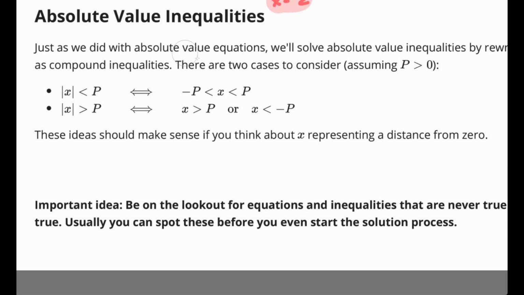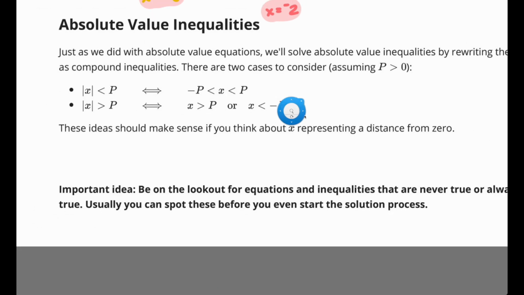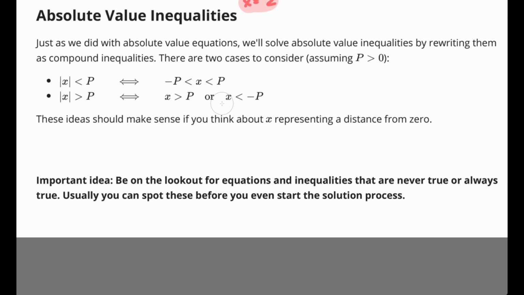So it says, just as we did with absolute value equations, we'll solve absolute value inequalities by rewriting them as compound inequalities. Okay. When it's less than, the solution step that you're going to be doing is going to look like this. If it's greater than, it's going to look like this. So you're going to want to make sure that's in your notes. Make sure you memorize that. Make sure you understand the difference between the two.